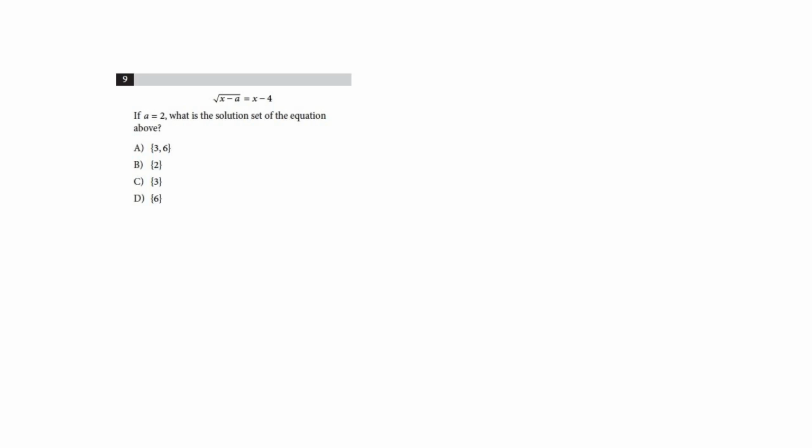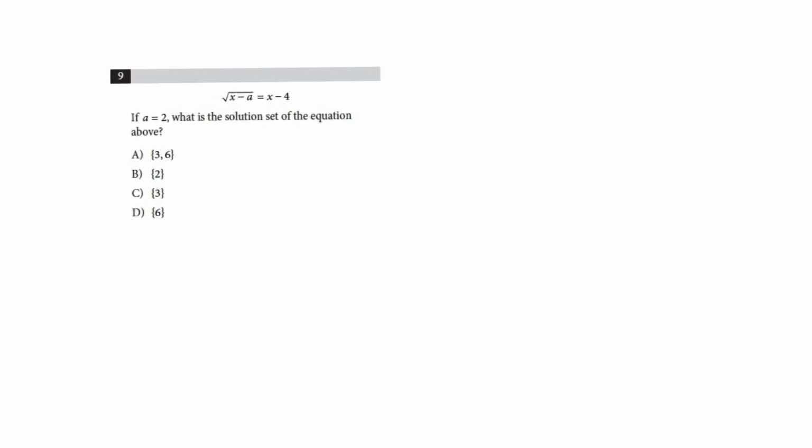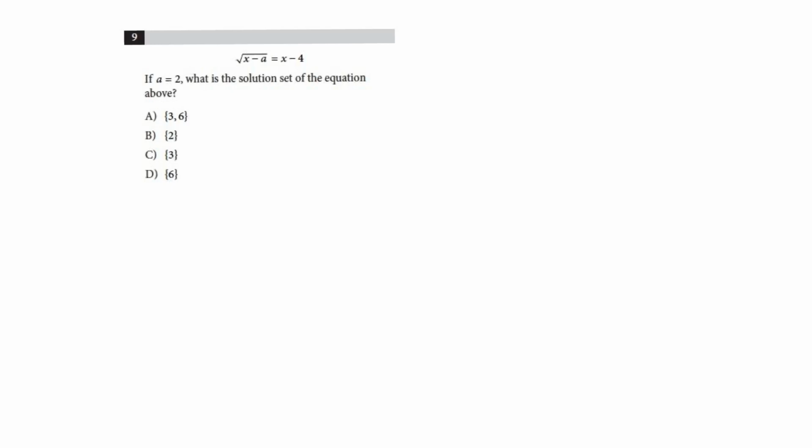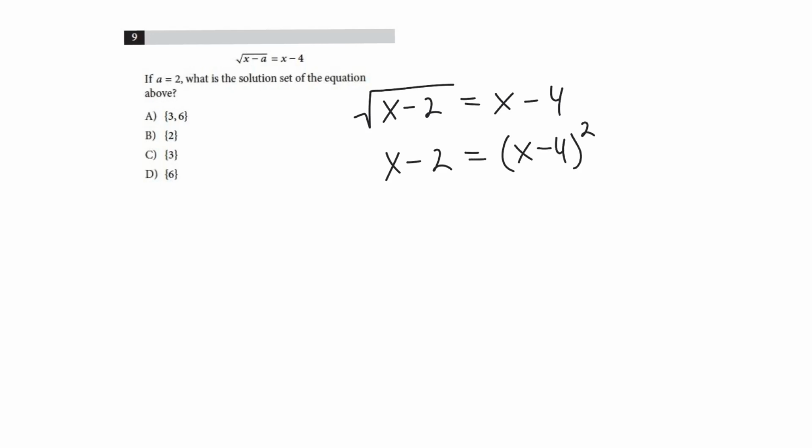Okay, number 9. If a equals 2, what is the solution set of the equation above? Okay, well, let's just plug in 2 and see what happens. x minus 2 equals the square root of x minus 4. Okay, well, to undo this square root, we need to square both sides. We're going to get (x minus 4) squared. Okay.